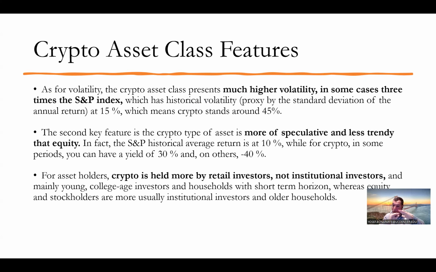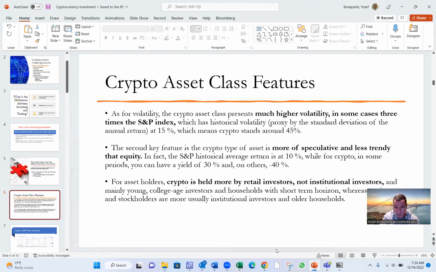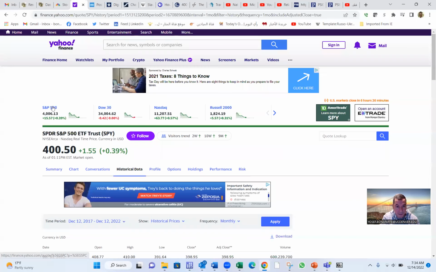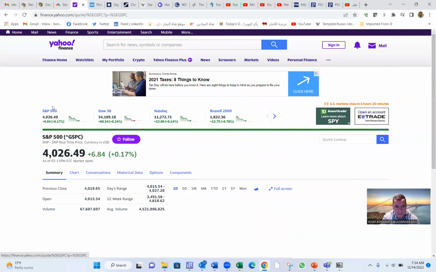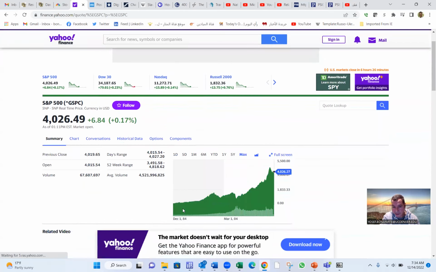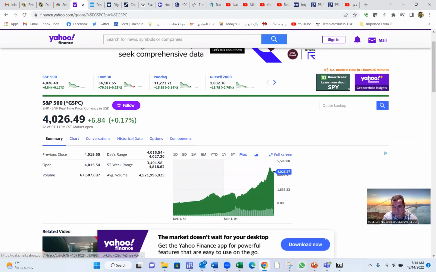For example, let's go to Yahoo Finance and show you the S&P. Here's the S&P. And if you go to maximum, you can see there's a trend here. We call that a progressive asset, going up, down, but eventually going up. So there is a trend from here to there where the asset can go. We call it trendy.